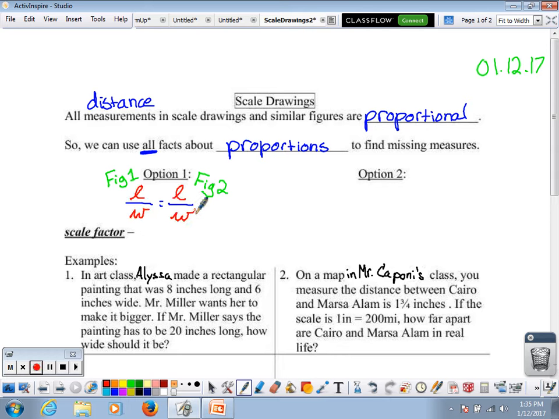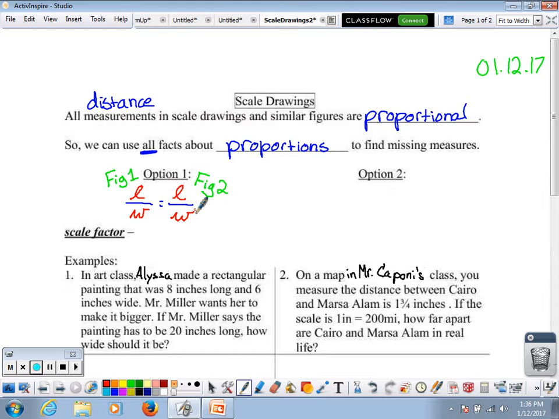Now, it's not always going to be length and width. Okay? We saw, like we said, the height of the tree and the shadow of the tree. We had the base of the triangle, the height of the triangle. But let's just use length and width to make it simple. Now, this was our first option. We're going to learn about a second option that we can use today. But first, let's put option 1 into action.